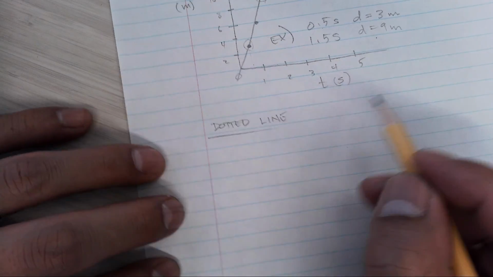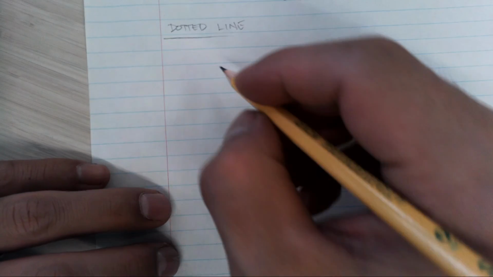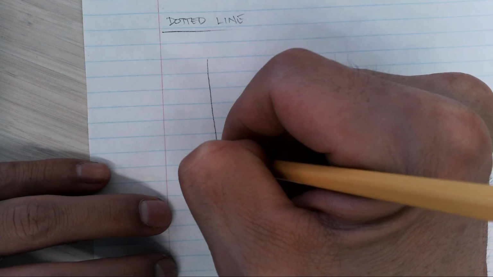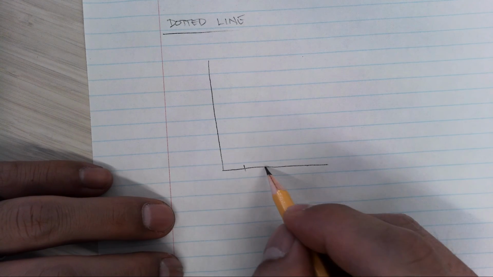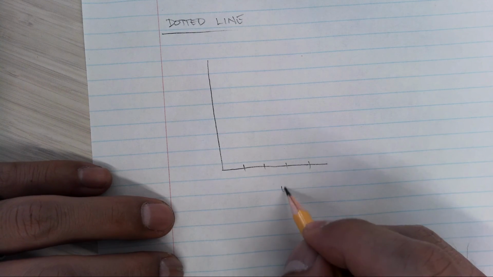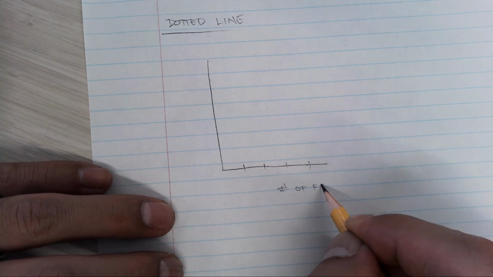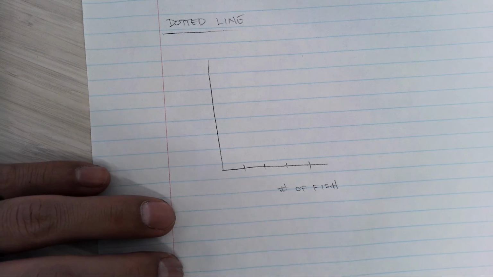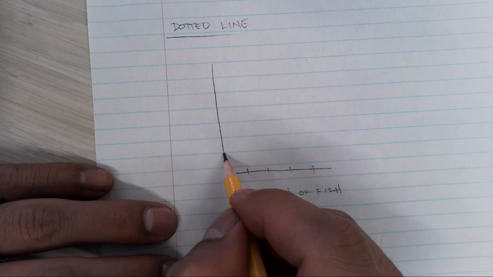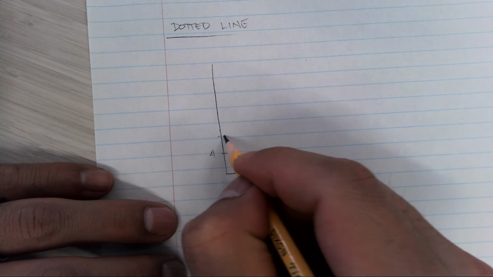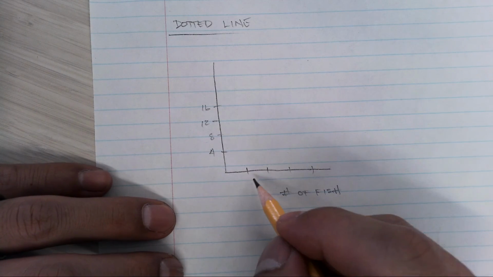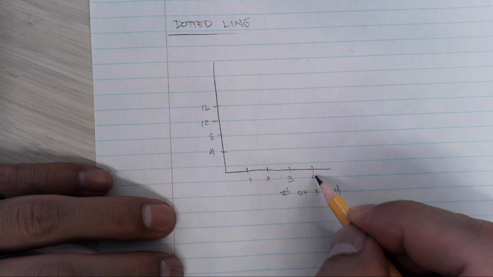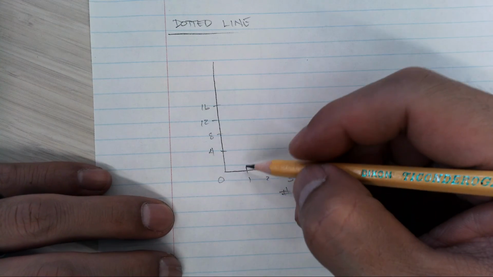For example, a dotted line graph would be an example. I've mentioned this in class. Let's say you're buying fish. Okay? So this is the number of fish that you want to put in, let's say, your aquarium, and the cost for each fish is, let's say, $4. Okay. So 1 fish, 2 fish, 3 fish, 4 fish. So the graph might look like this.